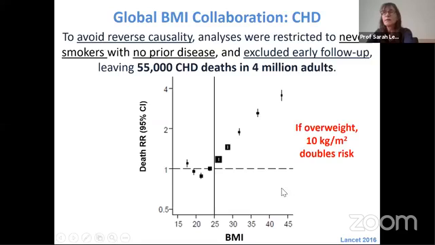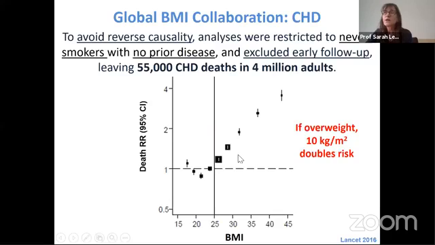But when they were looking at BMI, it became increasingly obvious that we need to avoid reverse causality. Long before people die, they start to lose weight. So in order to prevent this so-called J-shaped association, we need to avoid reverse causality. So we need to exclude people with prior disease and early follow-up. And there's also massive confounding with smoking. And so the analyses were restricted to never smokers. But that still left 55,000 coronary heart disease deaths among 4 million adults.